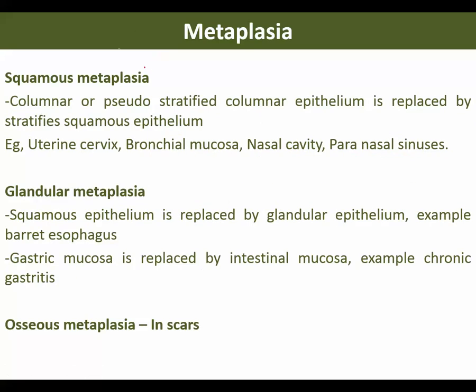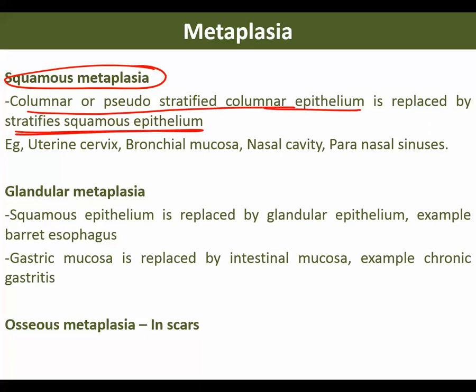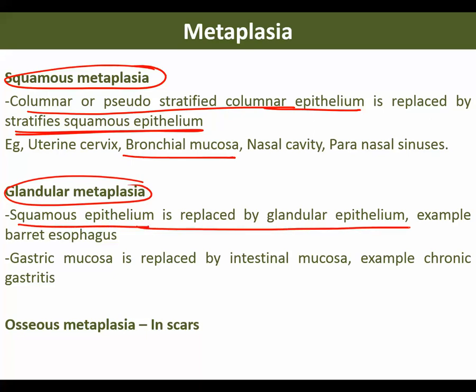The two types are very important. One is squamous metaplasia. Here the columnar or pseudo-stratified columnar epithelium is replaced by the stratified squamous epithelium. It can happen anywhere. Example, bronchial region in smoking. And glandular metaplasia, where squamous epithelium is replaced by the glandular epithelium or columnar epithelium. Example, gastroesophageal reflux disease, otherwise called Barrett's esophagus.